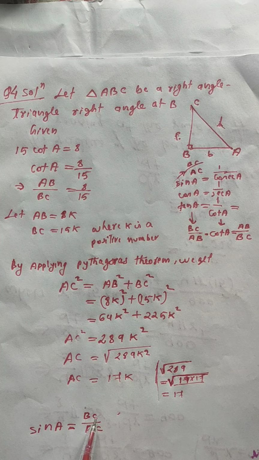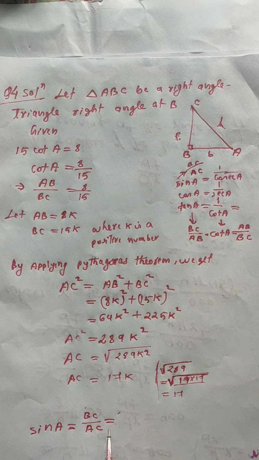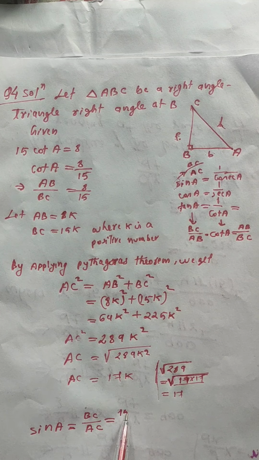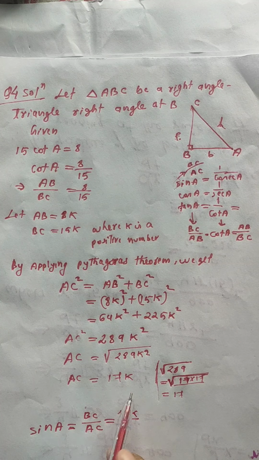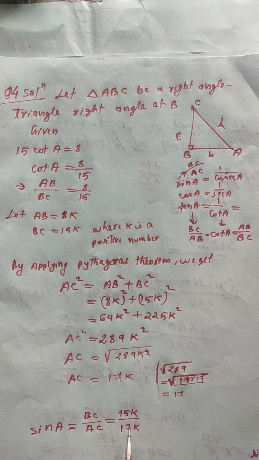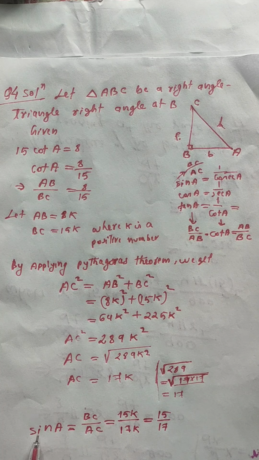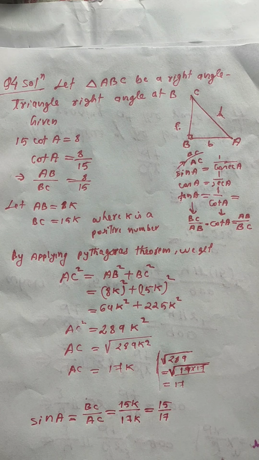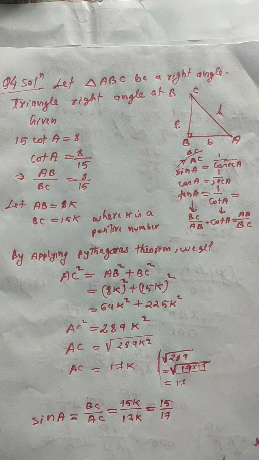Sine A equal to what? BC by AC. This equal to what is BC? 15K, and AC is what? 17K. K gets cancelled, so the answer is what? 15 by 17. So the value of sine A is how much? 15 by 17. Now next we have to calculate the value of sec A.